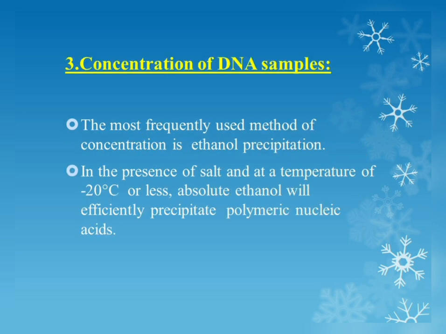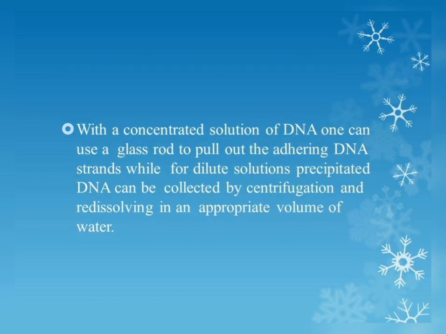Next, concentration of DNA samples. The most frequently used method of concentration is ethanol precipitation. In the presence of a salt and at a temperature of minus 20 degrees or below, absolute ethanol will efficiently precipitate polymeric nucleic acid. With a concentrated solution of DNA, one can use a glass rod to pull out the adhering DNA strands, while for a dilute solution, precipitated DNA can be collected by centrifugation and redissolved in an appropriate volume of water.